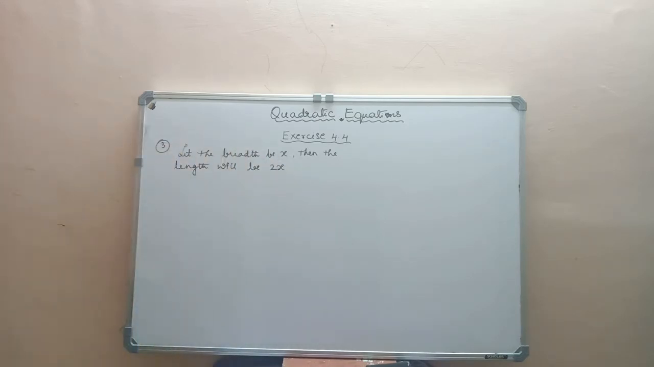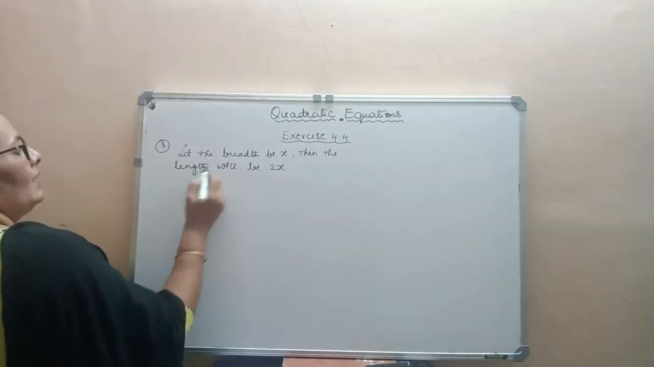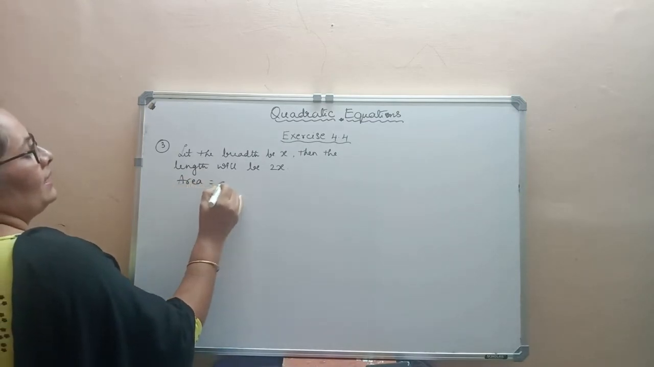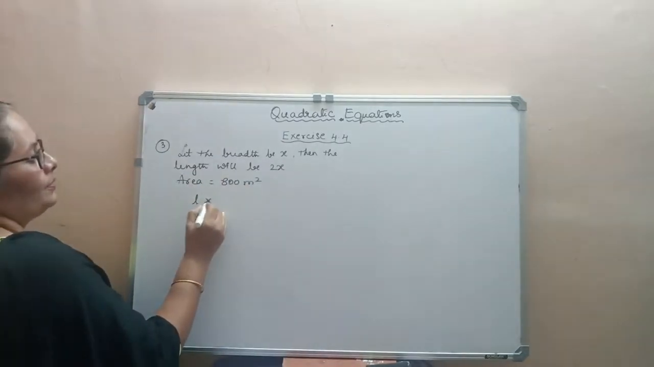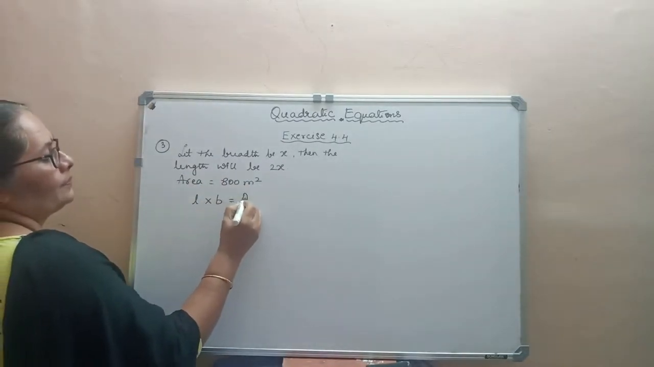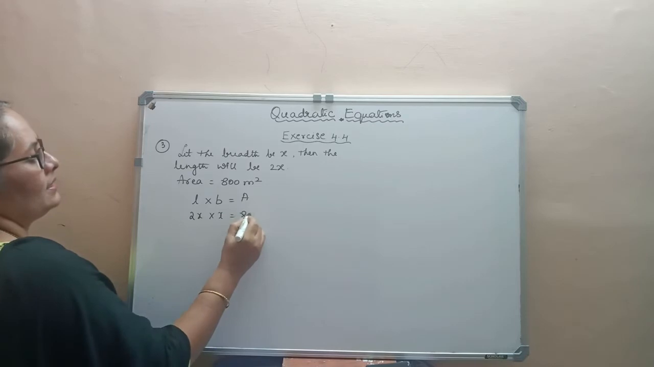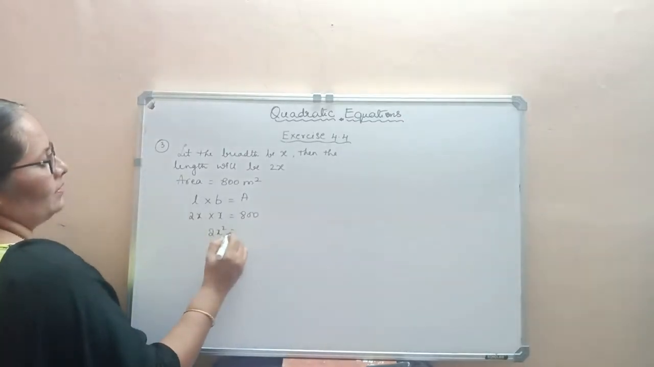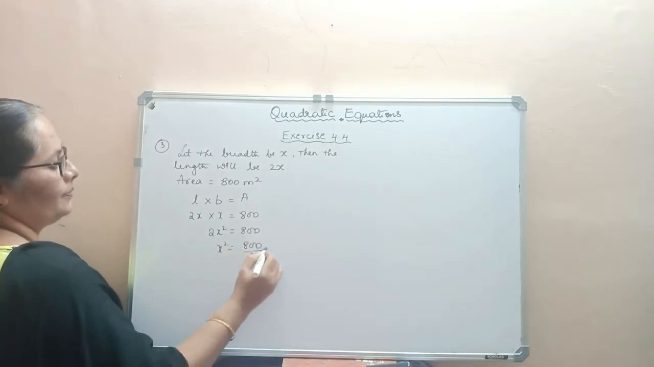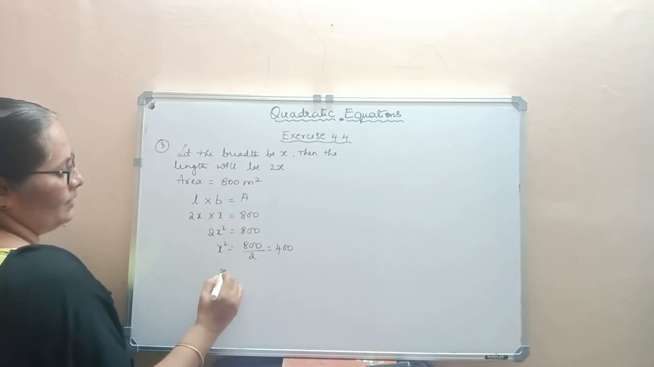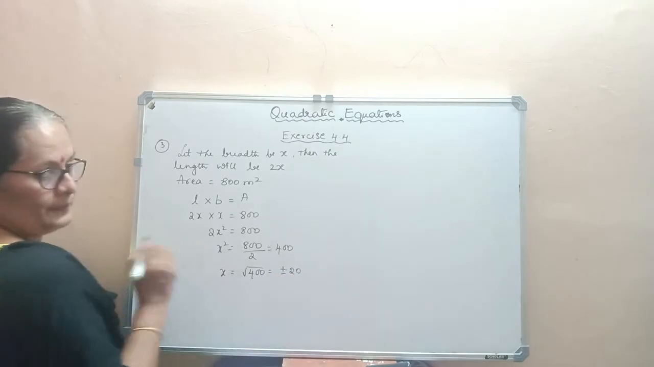Now, the area is given as 800 meters square. We know that length into breadth equals area. So the length is 2x and the breadth is x, and the area is 800. So 2x square equals 800. x square equals 800 by 2, which is 400. So x is root of 400, which is plus or minus 20.